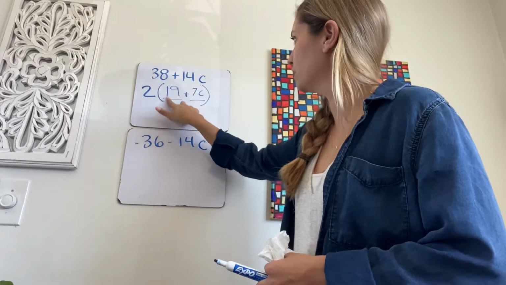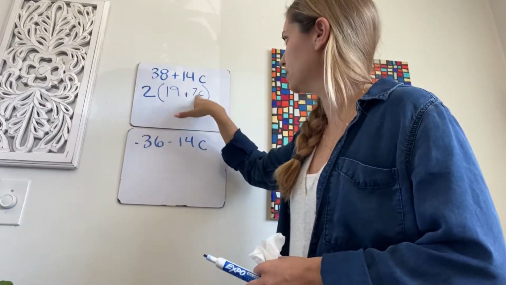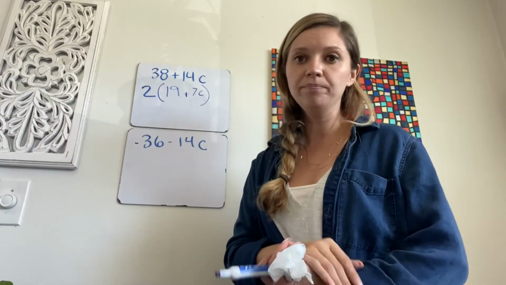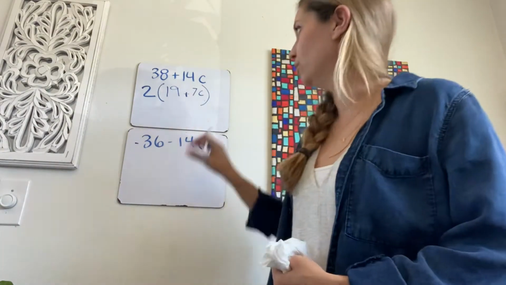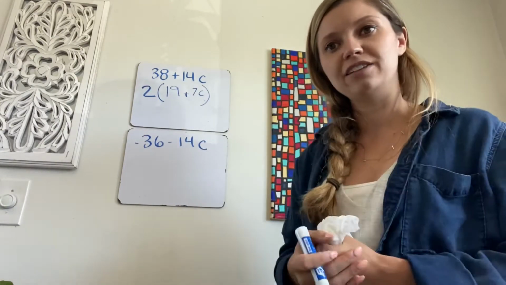Now we look to make sure we had our correct greatest common factor. Are there any common factors between 19 and 7 besides 1? No. So you are finished. 2 times 19 plus 7C is your factored answer.